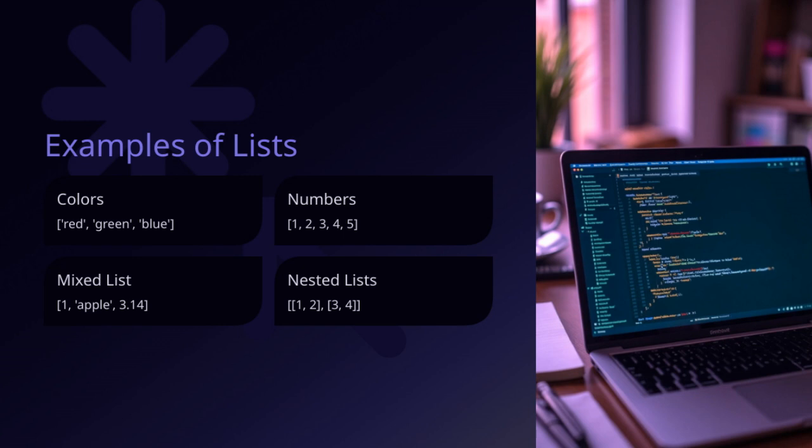Lastly, we have a list of colors, red, green, blue. Such lists are common when working with categories or options in a program. Overall, these examples demonstrate the power and variety of lists, which are essential building blocks in programming and data management.